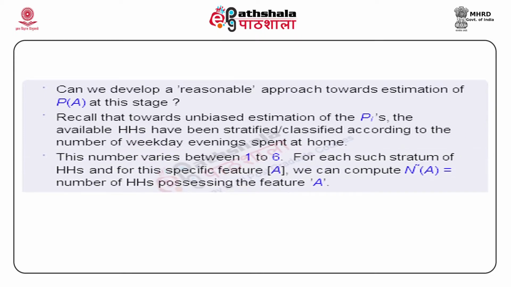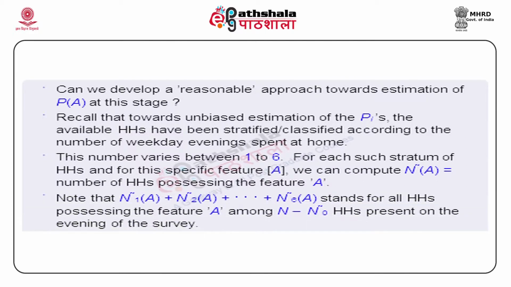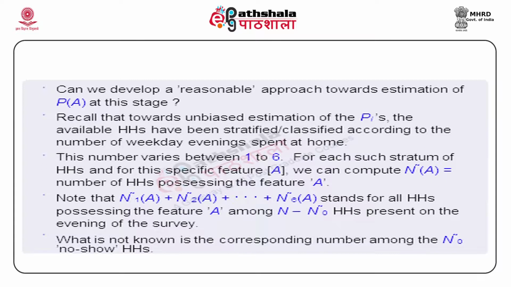This number varies between 1 to 6 for each such stratum of households, and for the specific feature A, we can compute n tilde A, the number of households possessing the feature A. Note that n tilde A 1 all the way up to 6 stands for all the households possessing the feature A among the n minus n0 tilde households who are present on this evening. What is not known is the corresponding number among the n0 tilde no-show households. So, now we can project it.